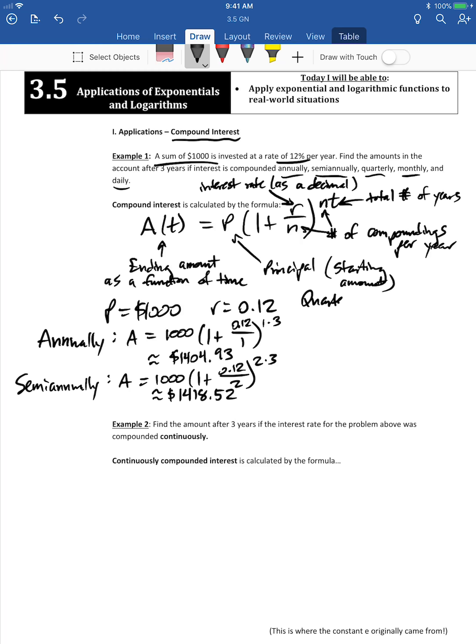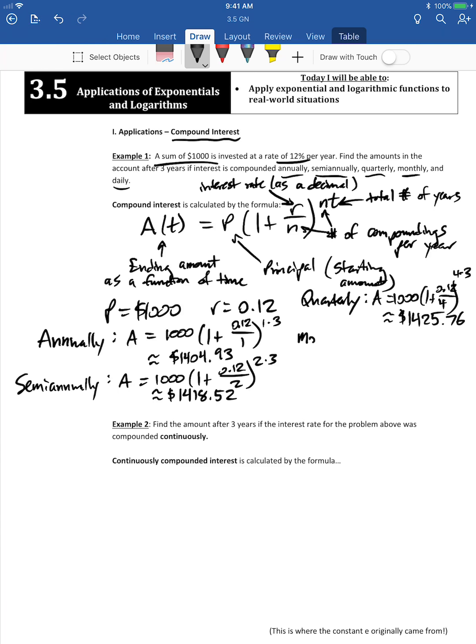So let's try quarterly. A equals 1,000 times 1 plus 0.12 over, quarterly means 4 times a year, 4 quarters, 4 times 3. Plug this into a calculator. I get $1,425.76. Went up $7, so I went up $14 going annually to semi-annually. I only went up about $7 going semi-annually to quarterly. Looks like my growth is slowing down a bit. But still, let's take a look.